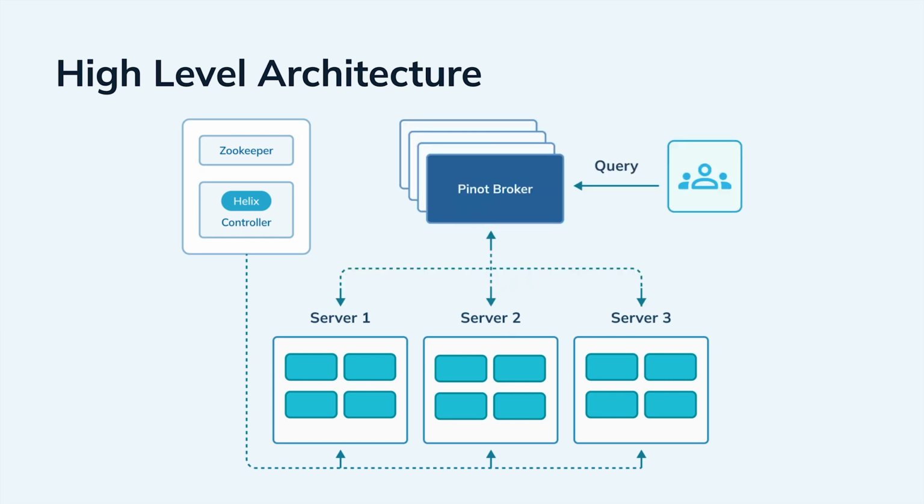And finally, the Pinot broker. That's responsible for query processing. Every time it gets a query, it does a scatter gather to generate a result. What that means is it will identify which servers it needs to send this query to. Those servers in turn will locally process the query, generate an intermediate response, and then the broker will collect all these responses, do a final aggregation, and then return the result.